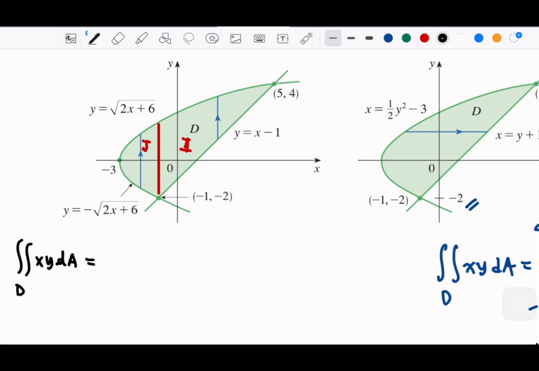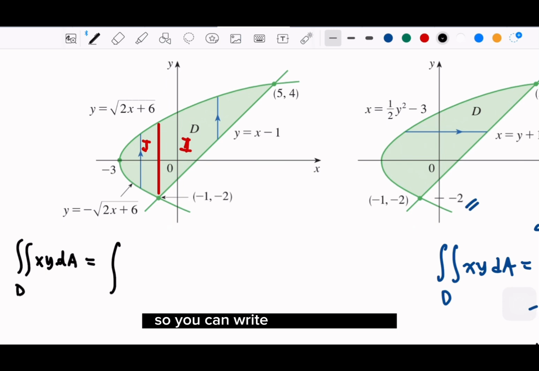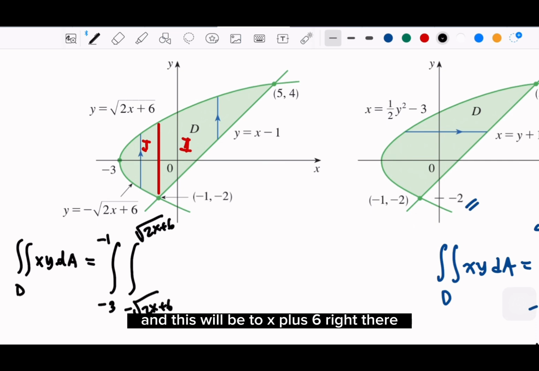Question. So the first is from negative 3, the x, until negative 1. So you can write negative 3 to negative 1. And then we have this function of x, sorry. So negative 2x plus 6, and this will be 2x plus 6 right there.